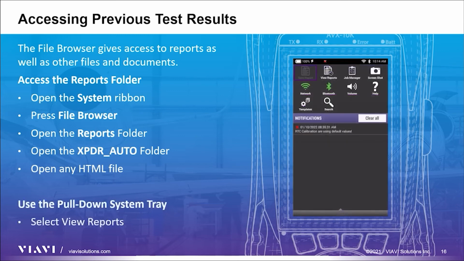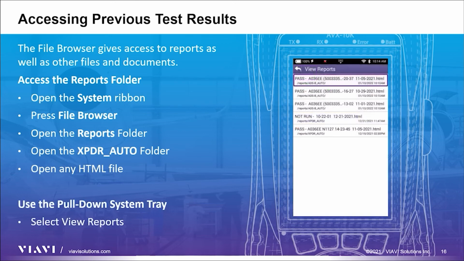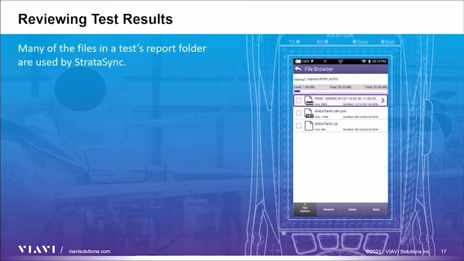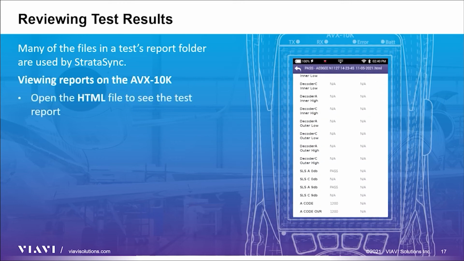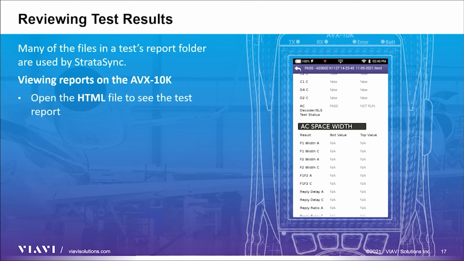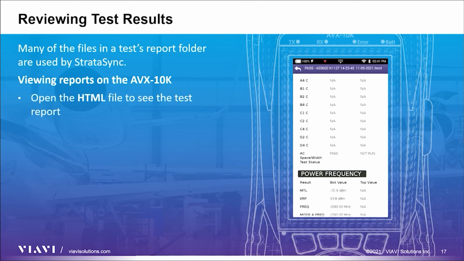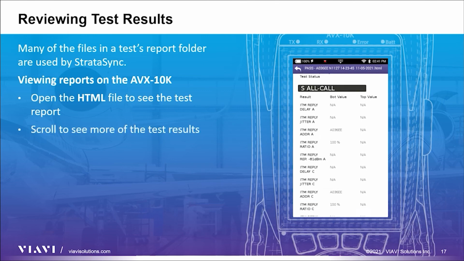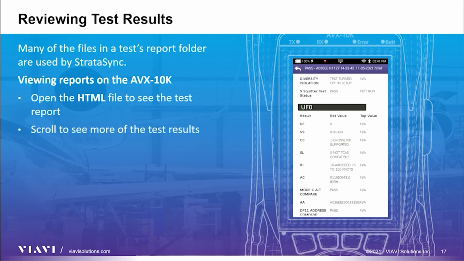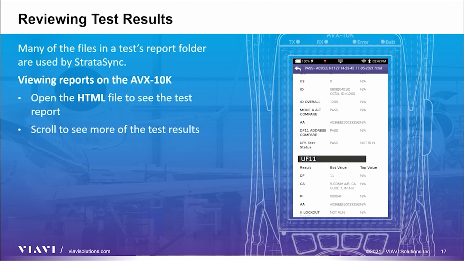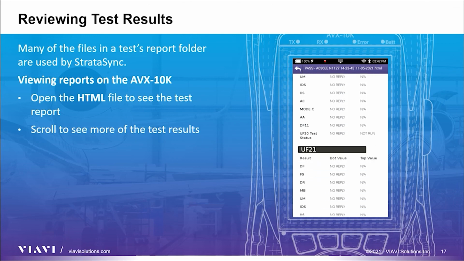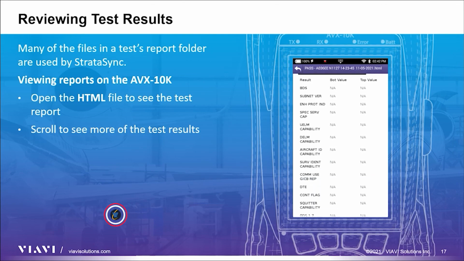Another method of accessing reports is via the pull-down system tray at the top of the screen. This has the advantage of automatically filtering out the HTML files for easier access. Viewing test results on the test set is easy. When viewing results on the AVX-10K screen, click the HTML version of the test you want to view. All tests, whether they have been run or not, are listed in this report. Users will need to scroll to the section relative to their search. The HTML version of the test file is the one that users will be most interested in. Other files in the folder are for the StrataSync system and can be ignored.